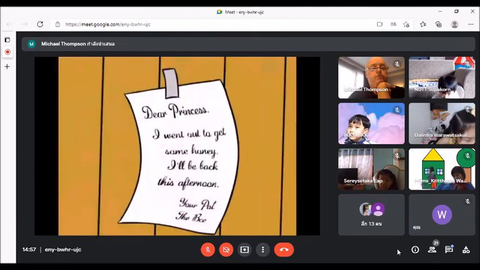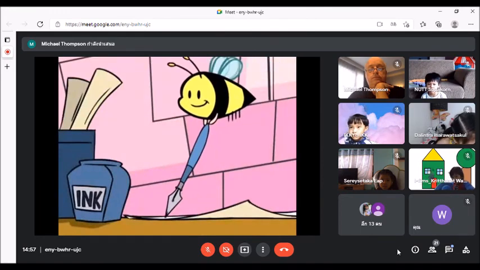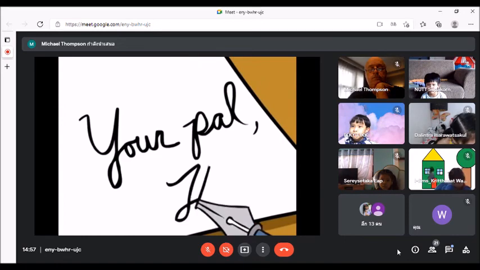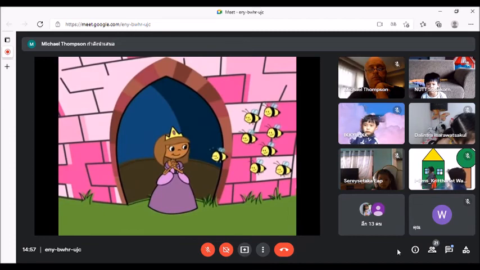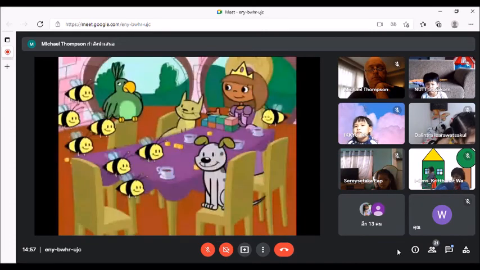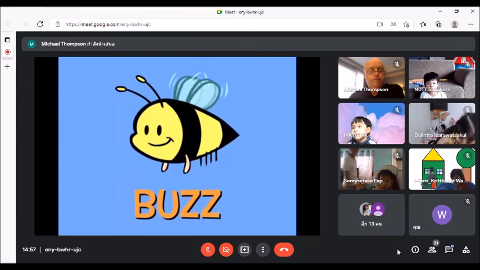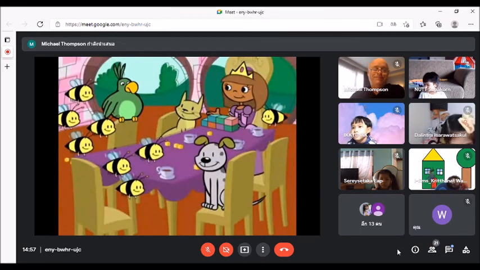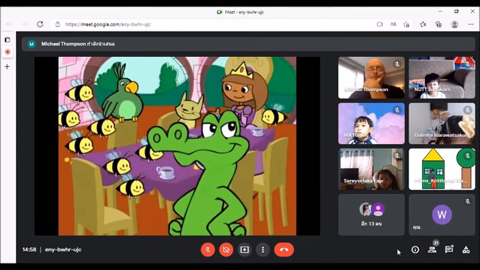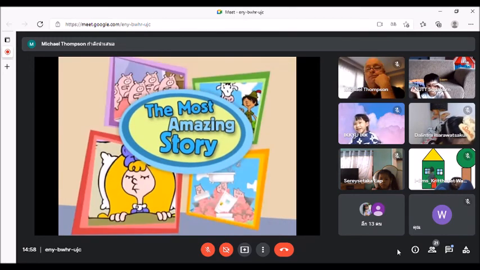Then she noticed a small note left behind. Dear Princess, I went out to get some honey. I'll be back this afternoon. Your pal, the bee. Soon, the bee came home with lots of his friends. So the princess invited everyone over to the castle, and they had tea with honey, and they built things with blocks. And what sounds could you hear there? Buzz. Yes, but they also heard woof, meow, squeak. And they all played games the rest of the day. The end. That was the most amazing story that you'll hear today.